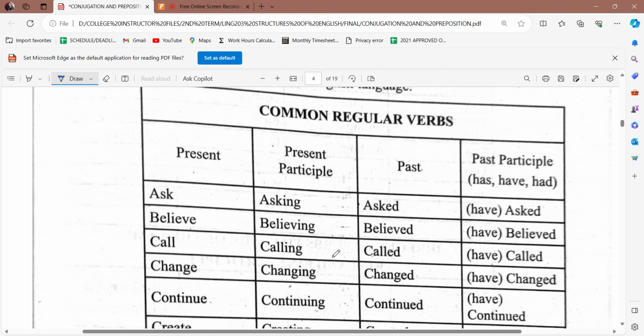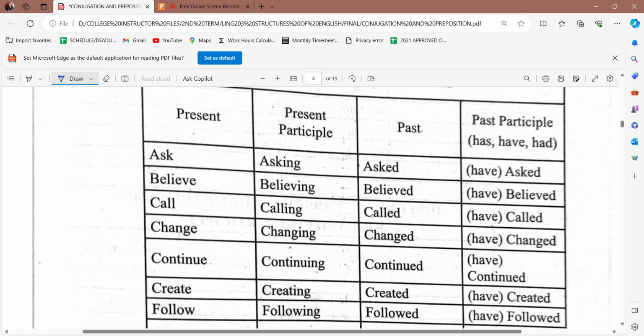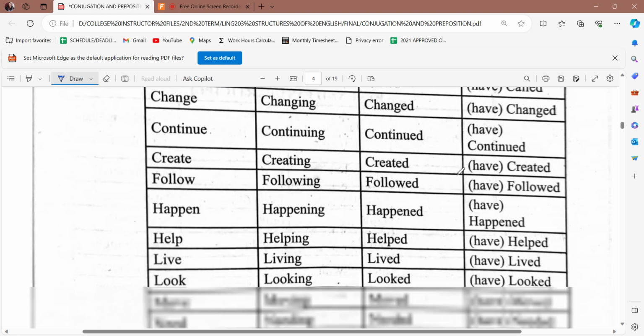So these are the common regular verbs. We have the present to present participle, past to past participle. Again, we have already discussed the 12 tenses, so I believe you have already memorized the structures of the present participle, past participle, and even the future ones. So we will not further elaborate this one. I just want you to pause this video if possible. By the way, I am going to also upload this on your LMS so that you can rewatch this anytime.